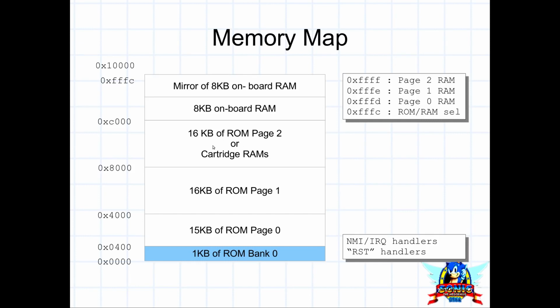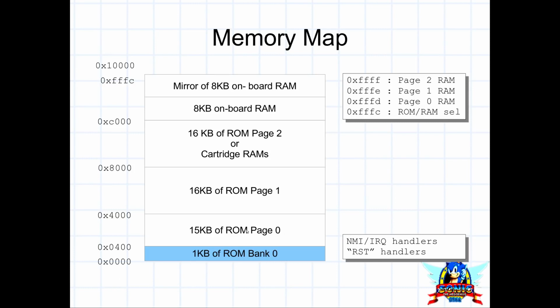Some of the cartridges would have their own RAM on them as well. Some of the things like Phantasy Star, which had a lot more stuff going on, required a bit more RAM too. And so they placed some RAM on the cartridge and were able to access the RAM there.